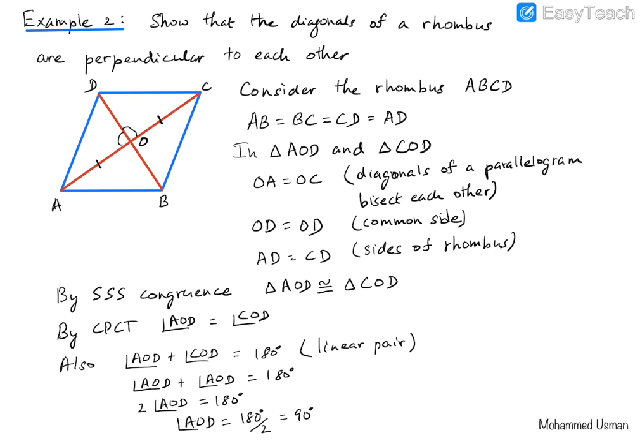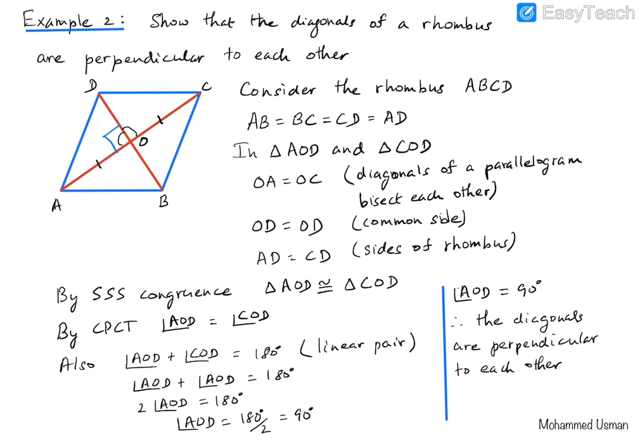So this angle AOD is 90 degrees. That means this angle here is also 90 degrees. So the diagonal AC and the diagonal BD have an angle of 90 degrees between them, which means the diagonals are perpendicular to each other. Hence we have shown that the diagonals in a rhombus are perpendicular to each other.